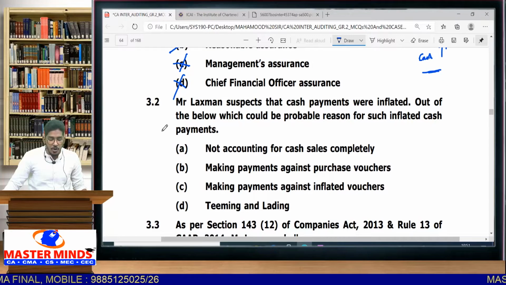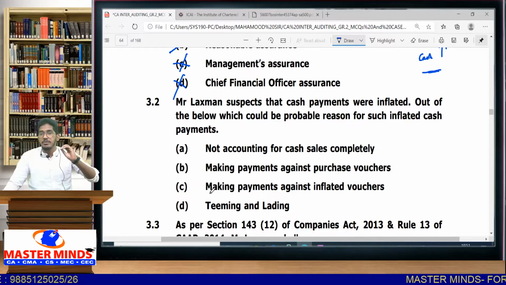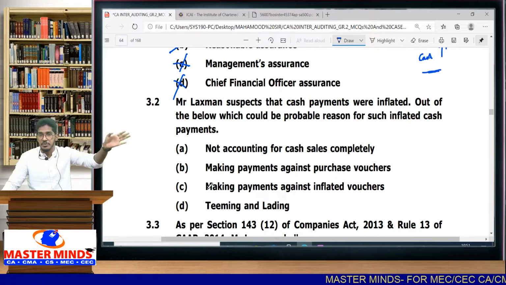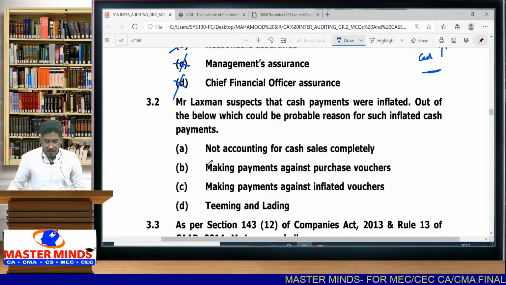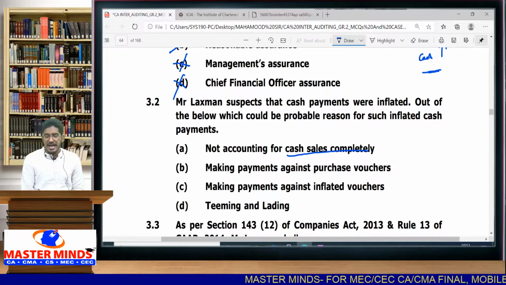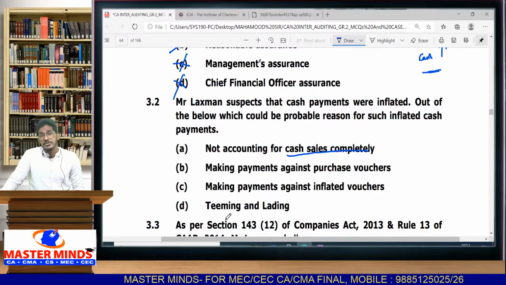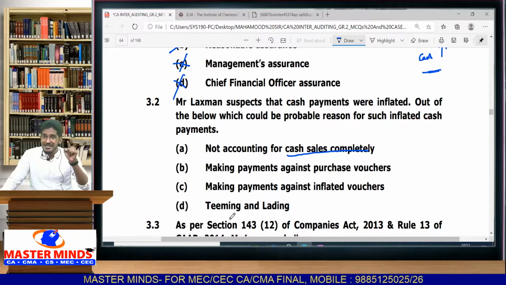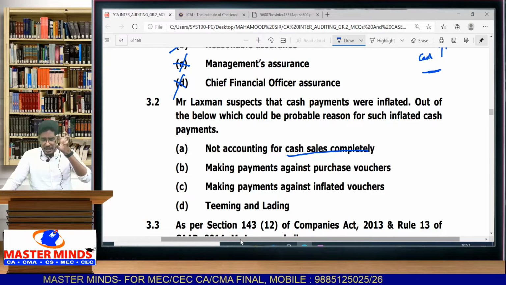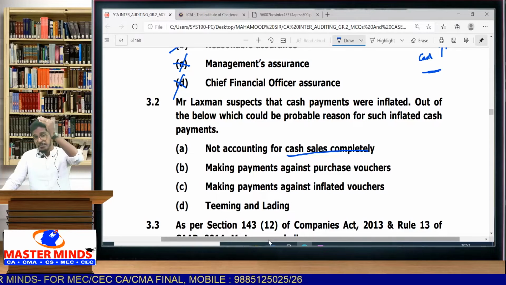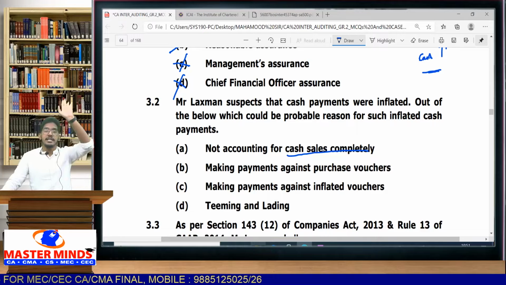They have given a few options. Out of the below options, which technique will be appropriate for inflating cash payments? Which one is appropriate for showing higher cash payments? Let us see. A. Not accounting for cash sales completely. If you do not account for cash sales completely, will it result in inflating cash payments? No. If you don't record the cash sales completely, that is a method of suppressing cash receipts, not inflating cash payments.